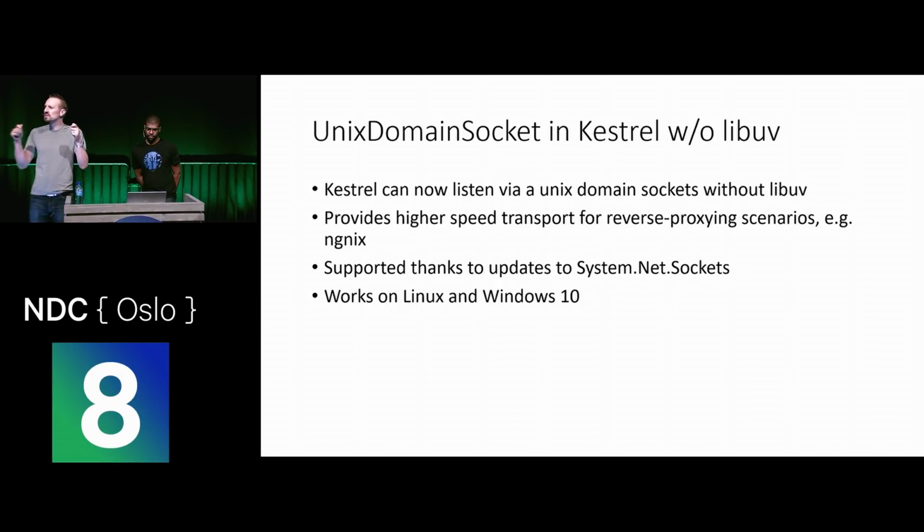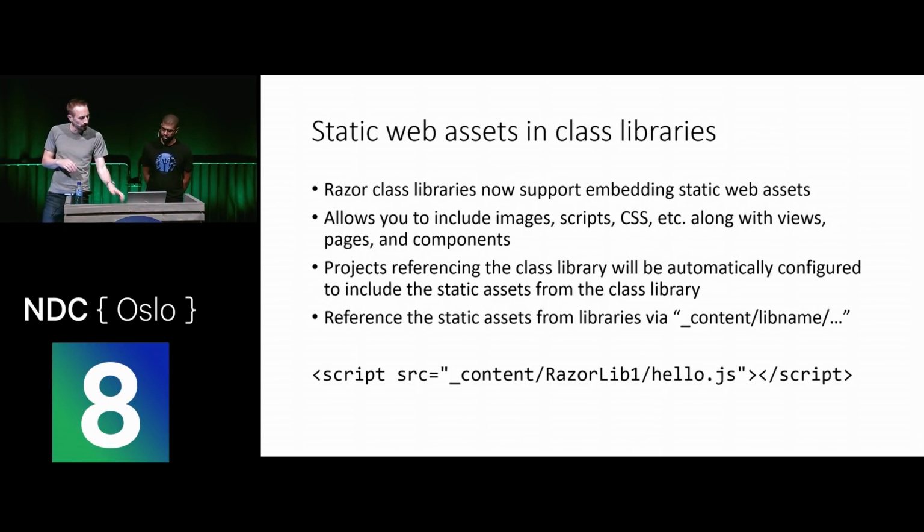It's really good for scenarios where you have a front end, like a reverse proxy, that then needs to talk to your .NET Core process. And rather than using HTTP to proxy there, you can use Unix domain sockets, which is just lower overhead. Okay, so that's on and available to you by default now.